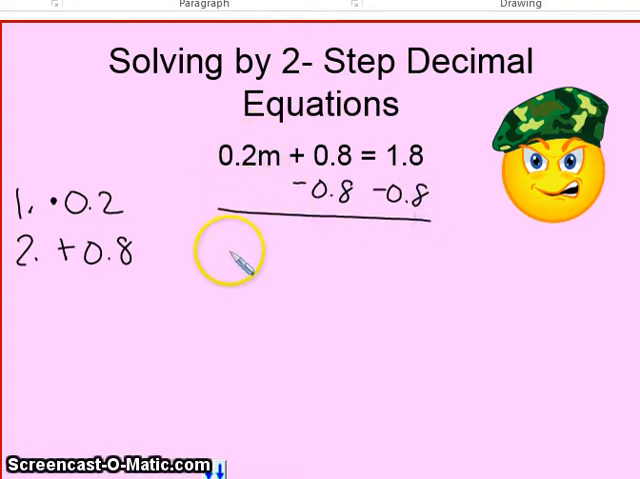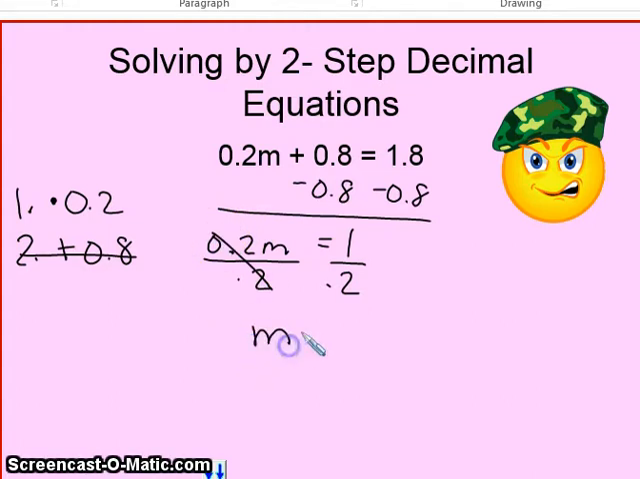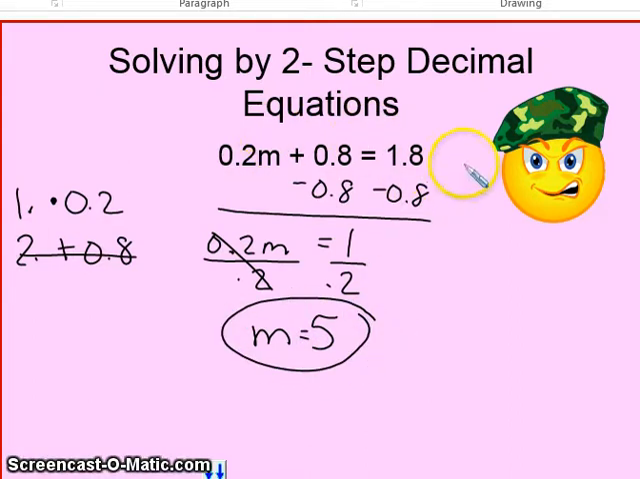Now I can bring my 0.2m down. 0.8 minus 0.8 is 0, and 1.8 minus 0.8 is 1. Now I've undone this step. My first step was multiply by 0.2, so I'm going to do the opposite and divide by 0.2. Now 0.2 divided by 0.2 is 1, so on that side I'm just left with m. And 1 divided by 0.2 is 5. So my solution here is m equals 5. Now if I had multiplied this whole equation by 10 to eliminate these decimal places, I still would have gotten m equals 5 as my solution.